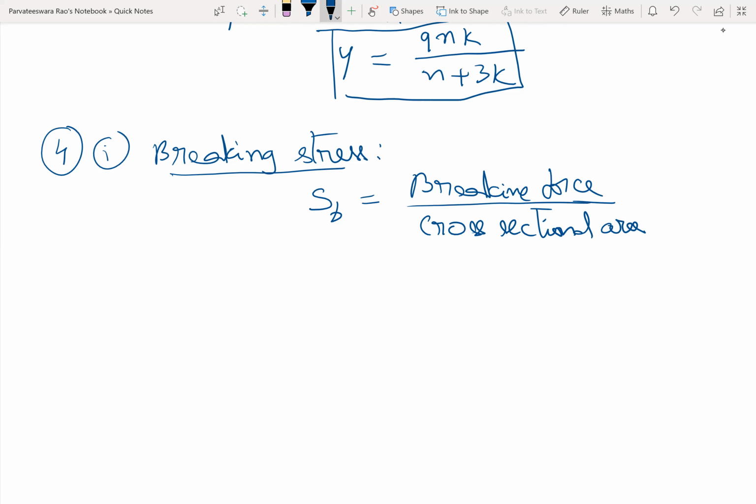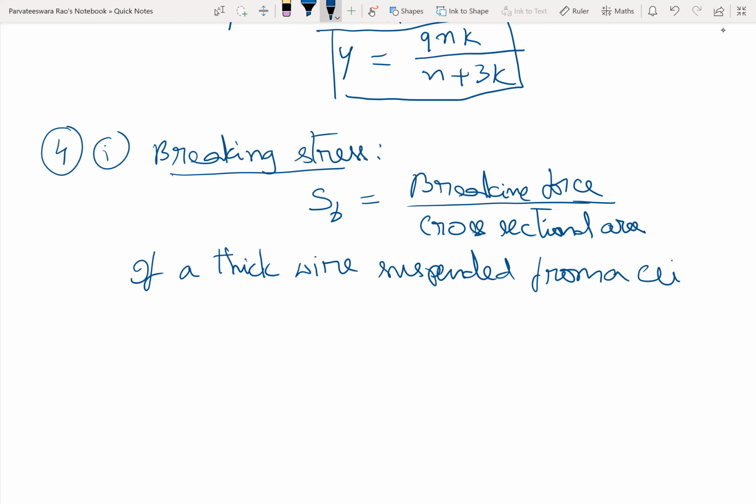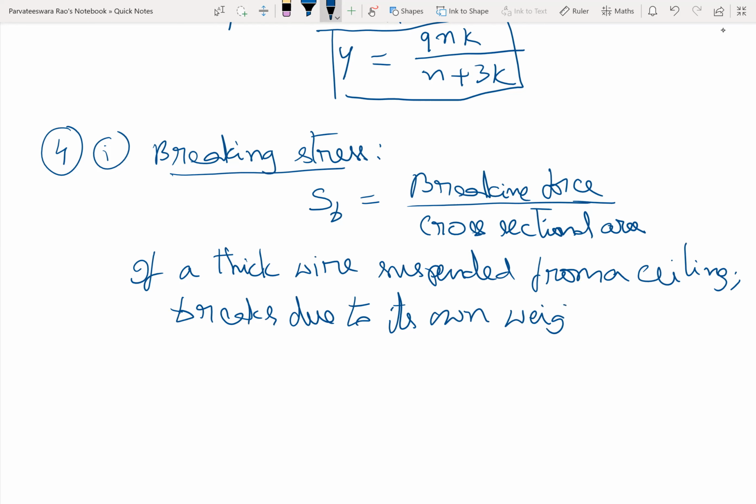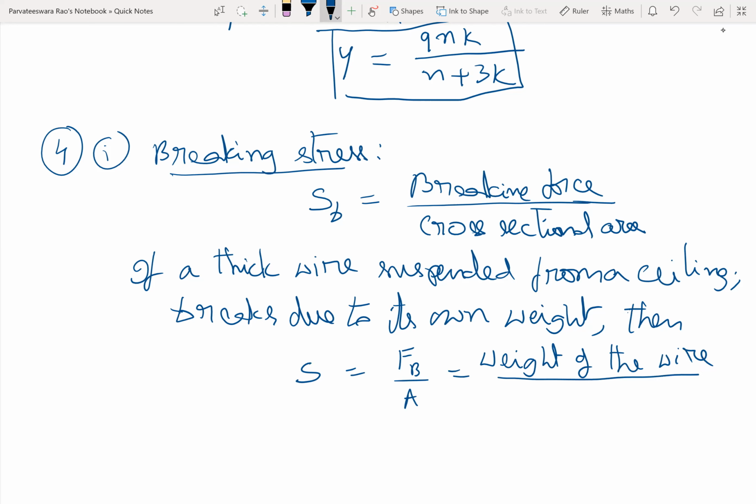Suppose a thick wire suspended from a ceiling breaks due to its own weight. No additional weights are applied on it. It is breaking only due to its own weight. Then stress is equal to breaking force by area. Breaking force is nothing but the weight of the wire itself, by area.